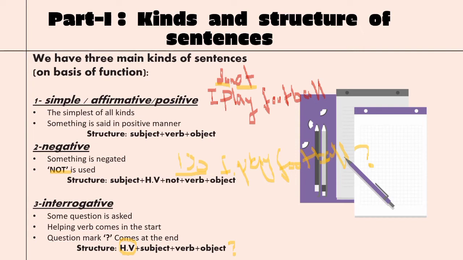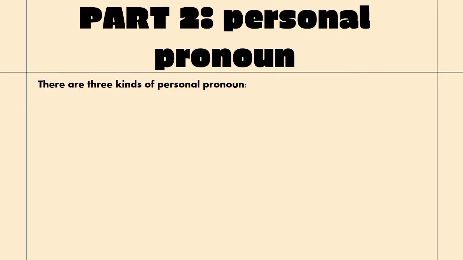I hope these three kinds are clear: simple, negative, and interrogative. So let's move ahead. Now our second part is personal pronoun. Personal pronouns are the kind of pronouns that we use for several persons. For example, such pronouns that we use for ourselves or someone else are called personal pronouns. So there are mainly three kinds of personal pronoun: first person, second person, and third person. What are they? We will discuss now.